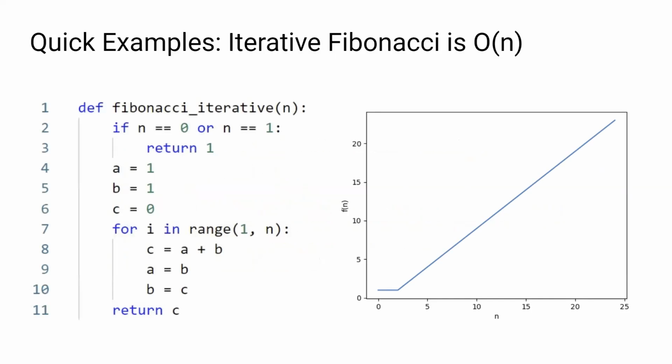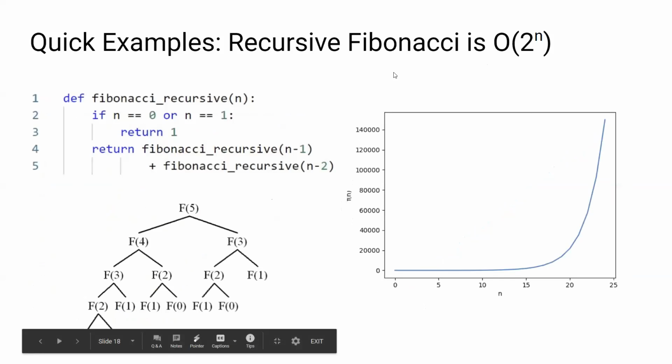Another quick example, Fibonacci. If you all know the Fibonacci sequence, each number is equal to the sum of the last two numbers. So the iterative solution, we just have to loop up to n. So that's a linear relationship. So iterative Fibonacci is O of n, right? We just have two trailing numbers, A and B, and then we calculate C as the sum of A and B, and then we just basically shift those two numbers down. So A becomes B and B becomes C, and then we just repeat the process n times.